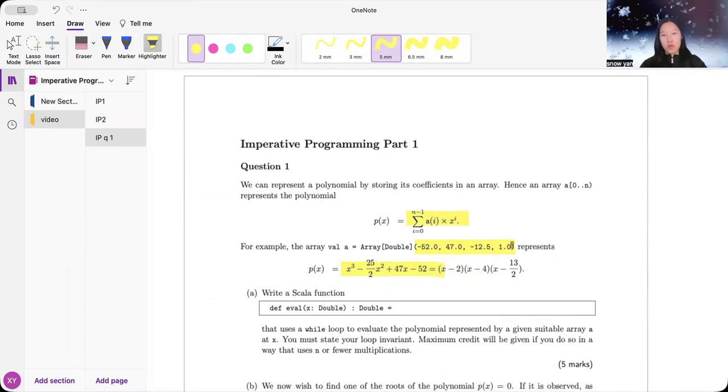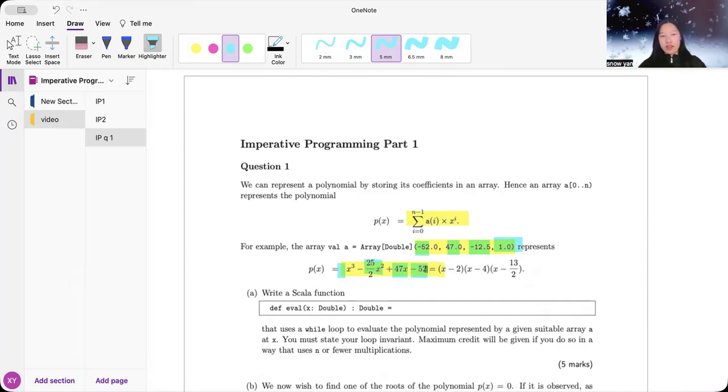So this is 1, 1.0, negative 25 divided by 2, negative 12.5, 47, negative 52. So basically, the array is just storing the numbers, and it makes it easier because we don't have to keep the x. It's just its position.